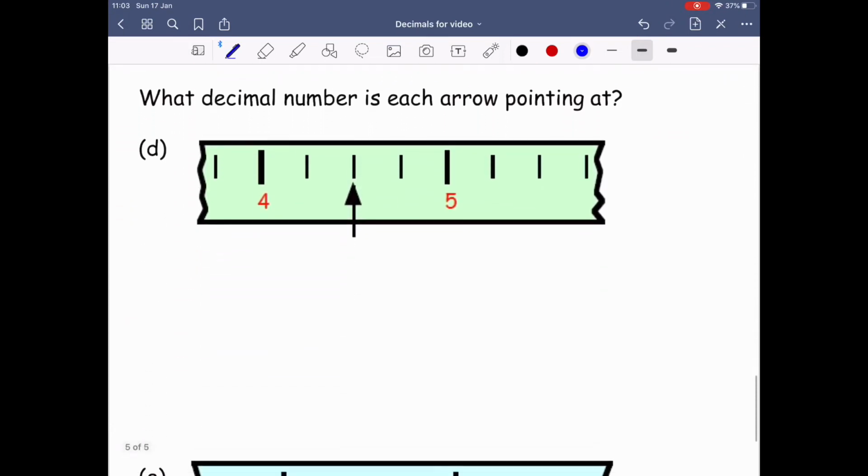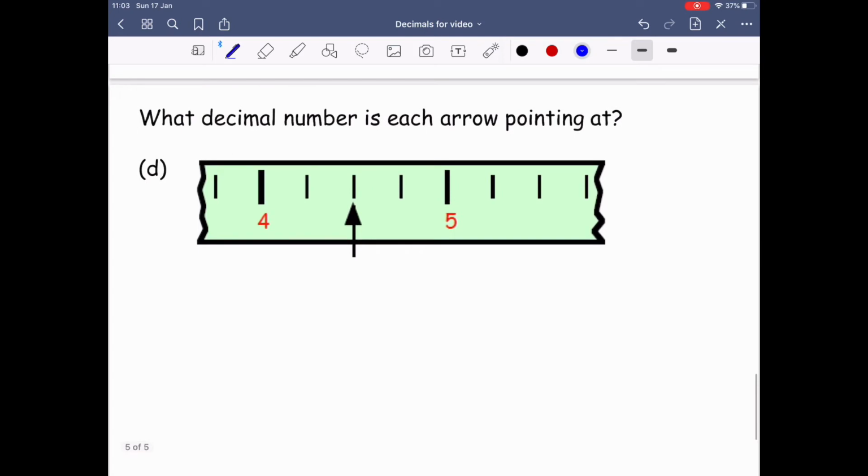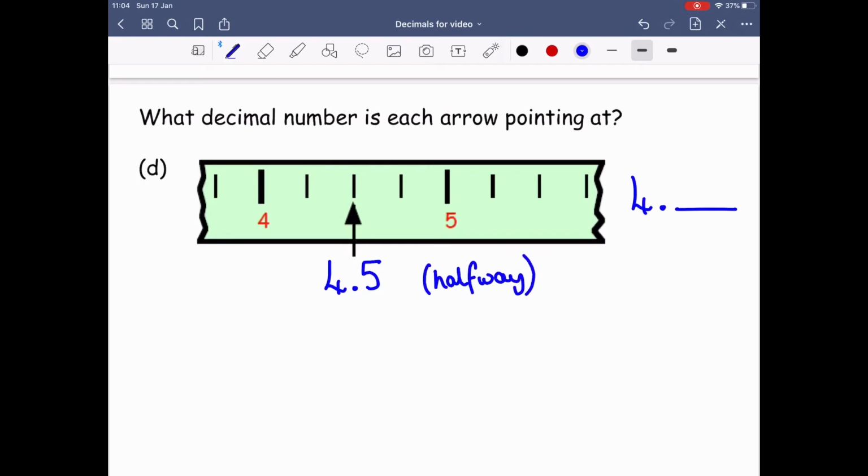Okay, the next question is a little bit trickier. I want to know which decimal number each arrow is pointing at. This is a number between 4 and 5, so bigger than 4 but less than 5, you know it's going to be 4 point something. The arrow is pointing exactly halfway between 4 and 5. So halfway between 4 and 5 is 4.5. Remember, 0.5 represents halfway.